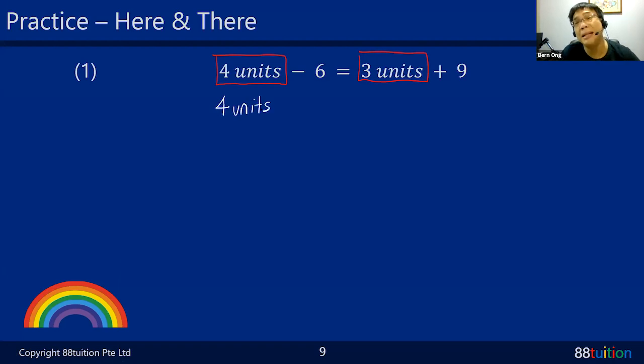And I'm a bit lazy about spelling out the units, so I just put 4U, can? All right, so 4U and 3U. 4U is the heavier one, so 4U, don't touch it. 3U, you want to bring the 3U across the equal sign.